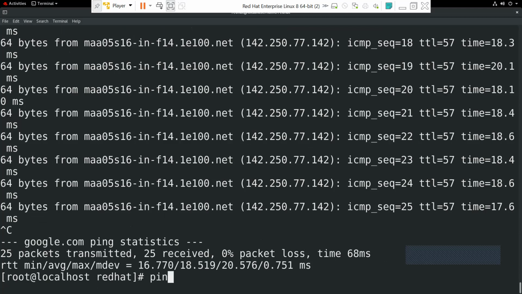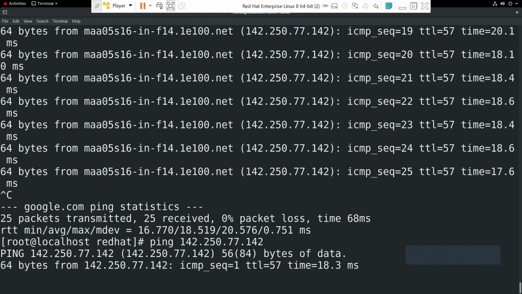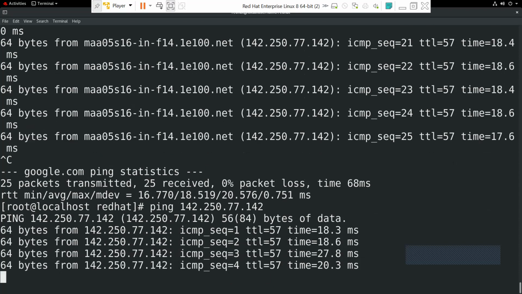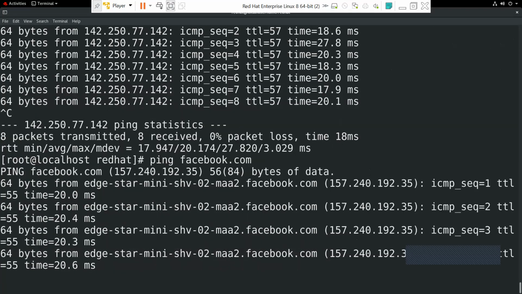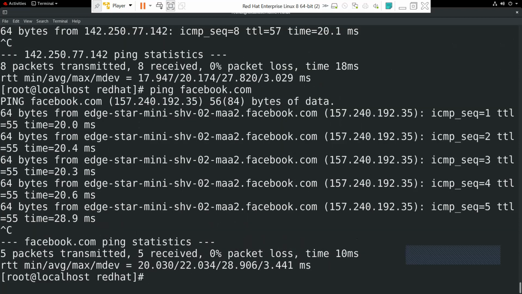You can ping like this. Ping can give the IP address also. 142.250.777.142. Okay, yes, it is pinging. That is Google's server. You can type ping to check whether my network is connecting with Google or not. To check that, facebook.com, we can check. Yes, it is running. I'm able to connect with that server.